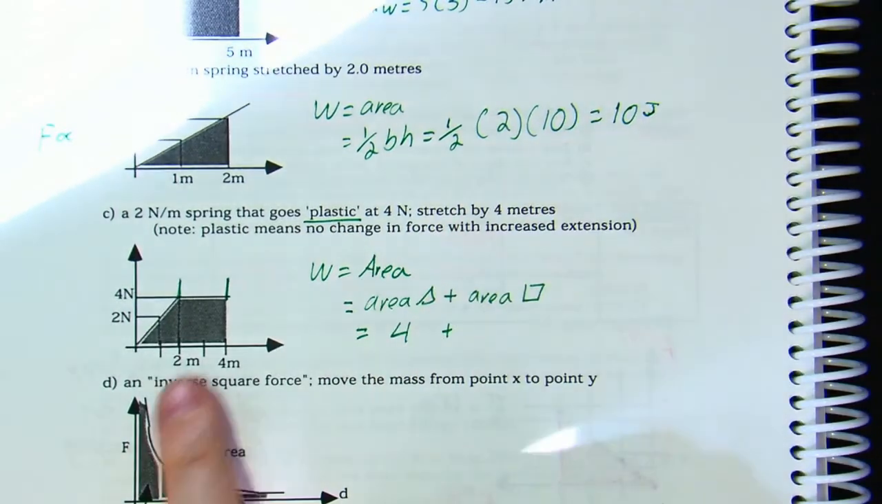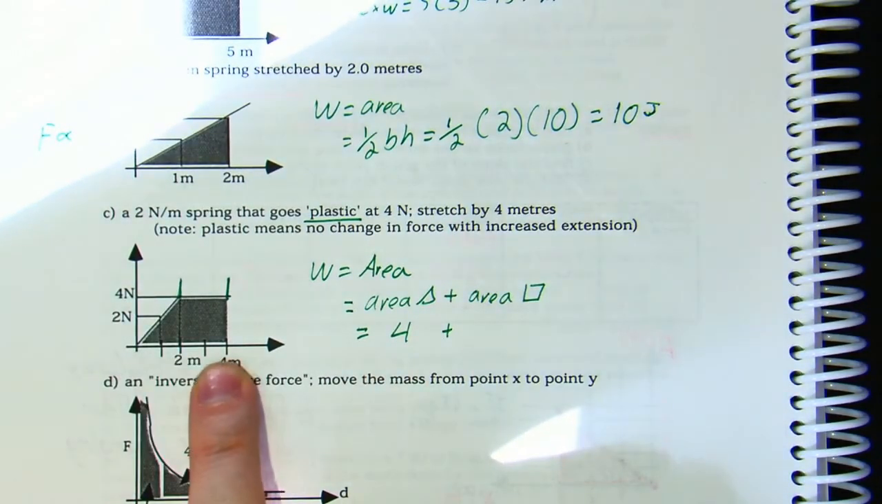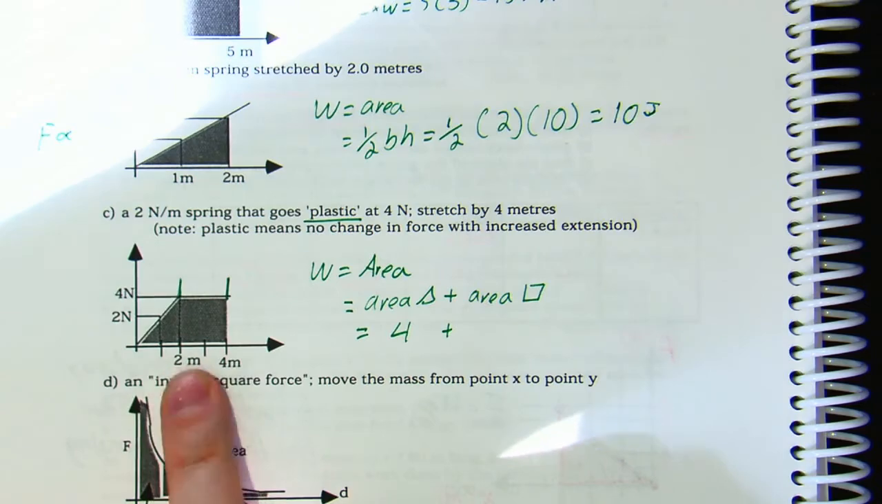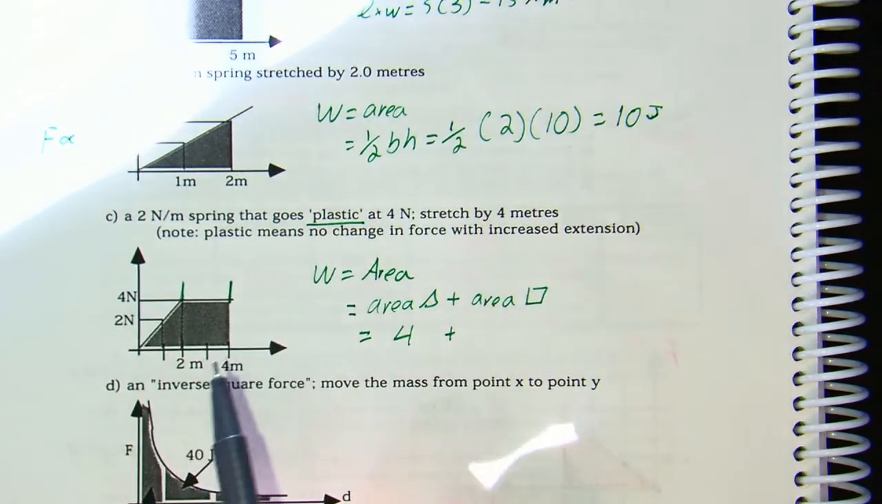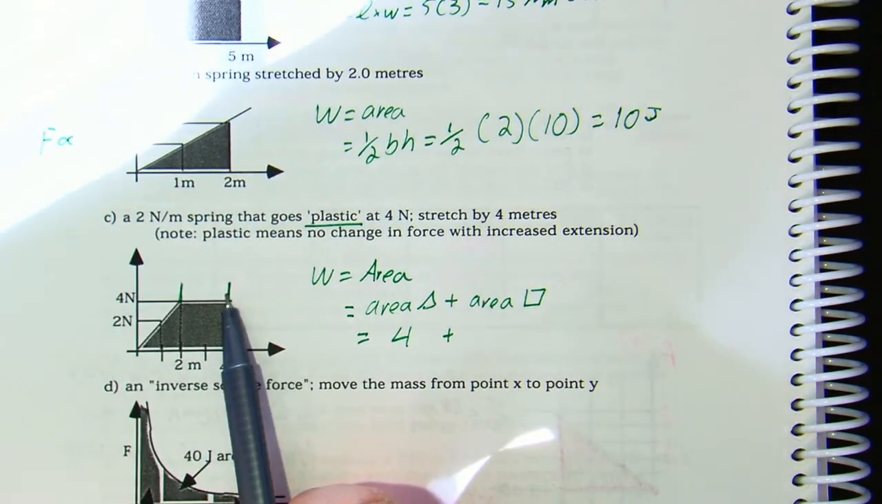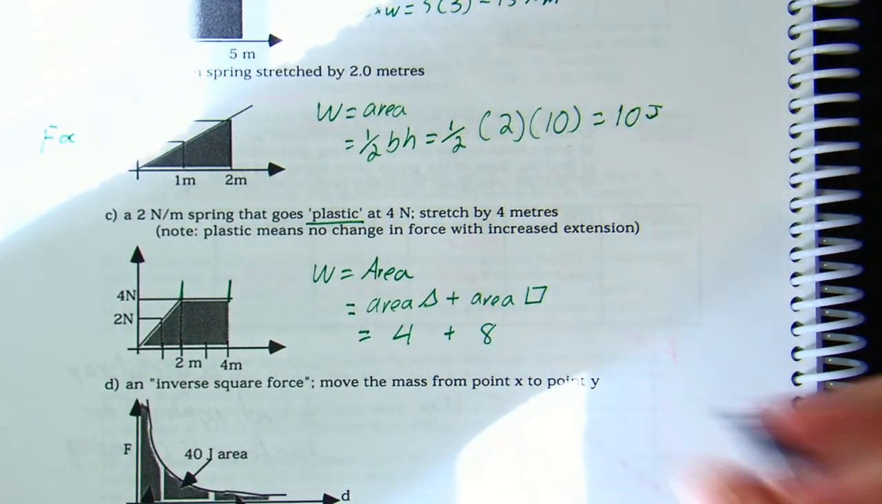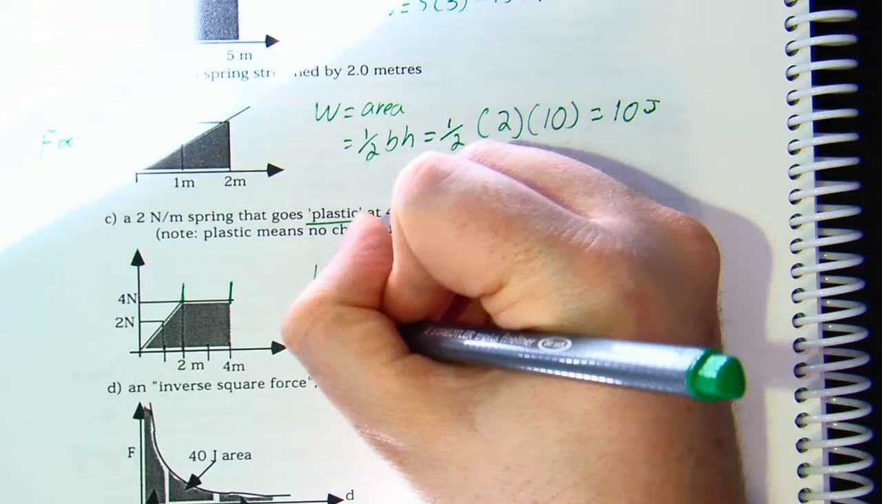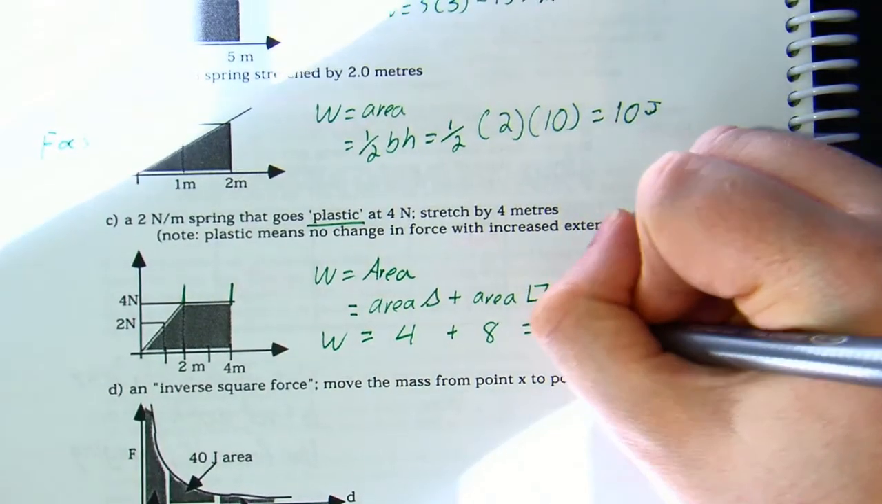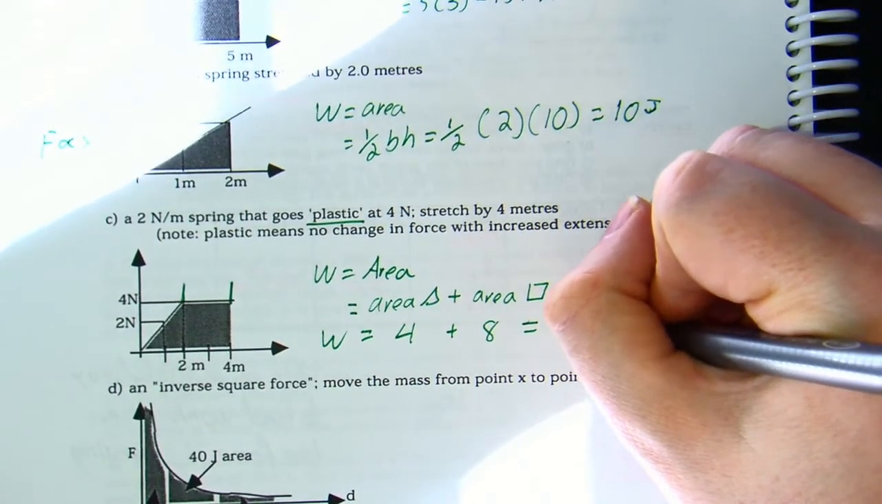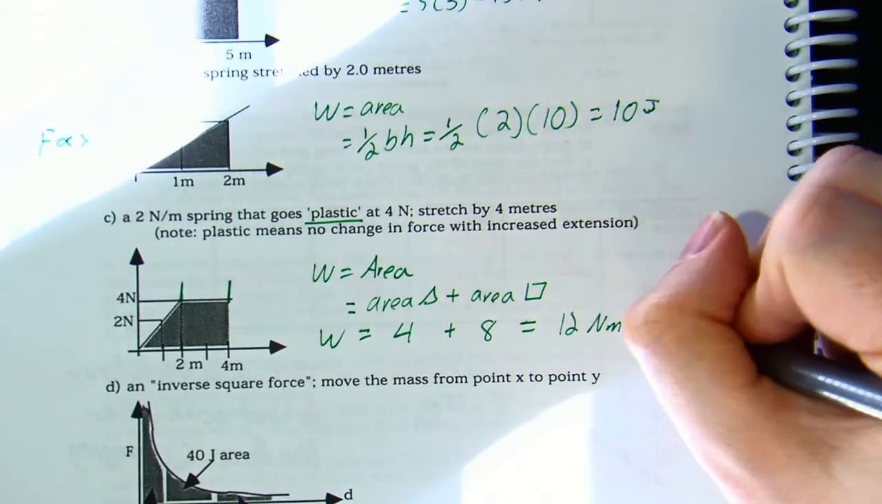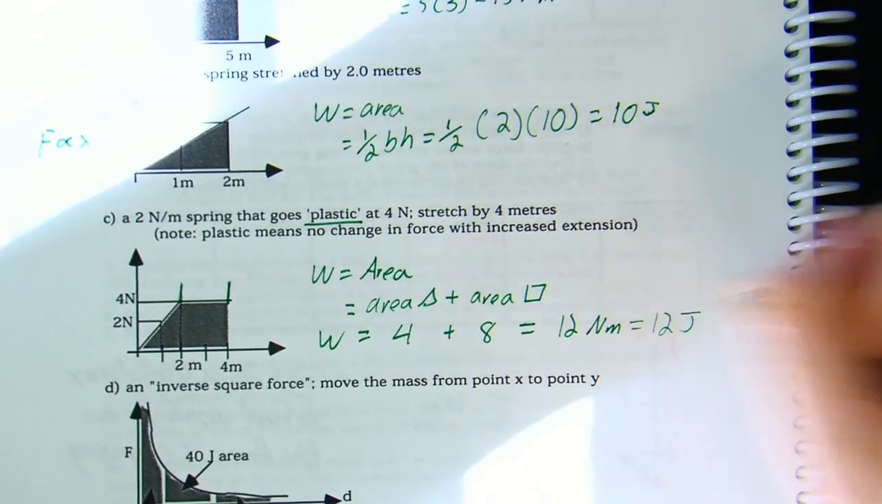The area of the square, well, that goes from 2 meters to 4 meters, or it's not actually a square, it's a rectangle because it goes from 2 meters to 4 meters. So this here is 2 meters. It's 4 newtons tall though. So this is going to give us an area of 8 Newton meters, which is going to give us total work done of 12 Newton meters, or 12 joules.